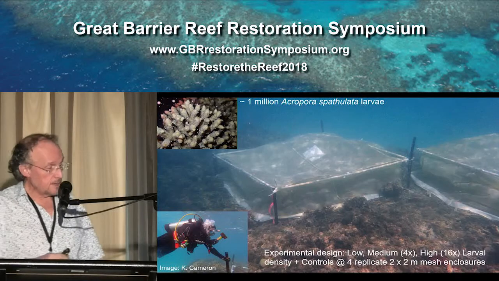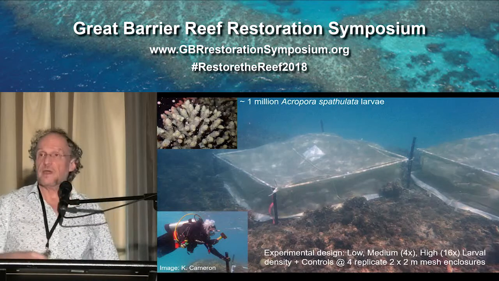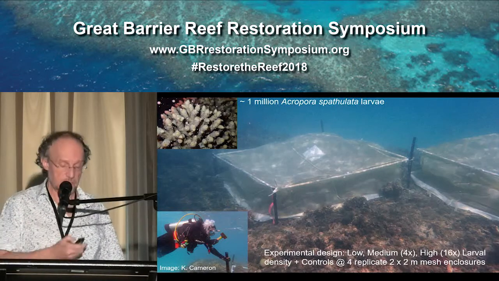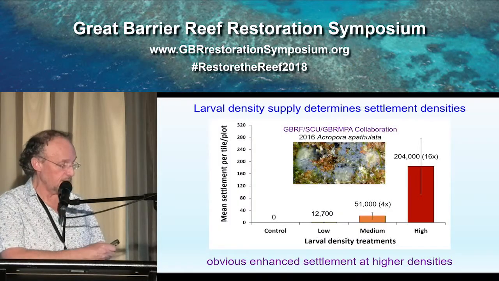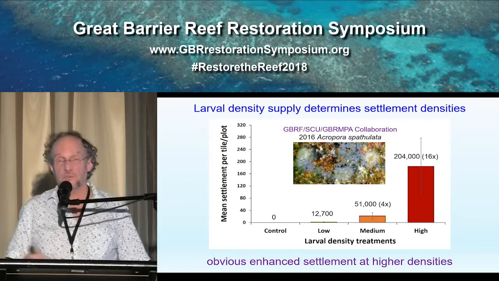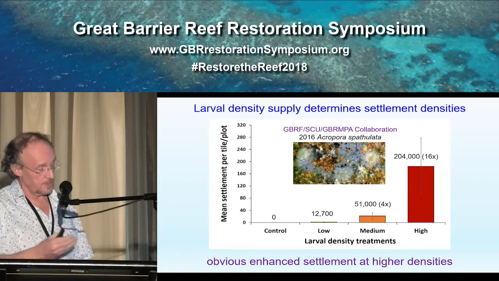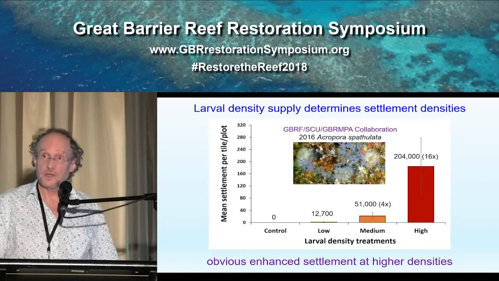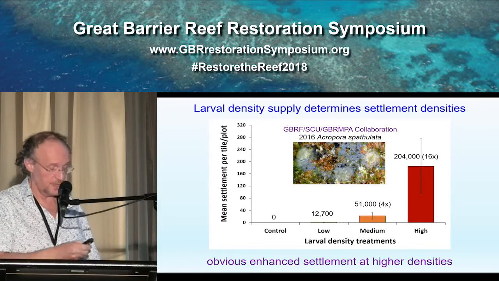We raised about 1 million Acropora spathulata larvae. We had 4 replicates in each of 3 larval densities and various controls, with and without nets. And not surprisingly, we got the highest rates of settlement in the high density, moderate rates of settlement in the medium density, and very low in the low density, exactly as you'd predict.